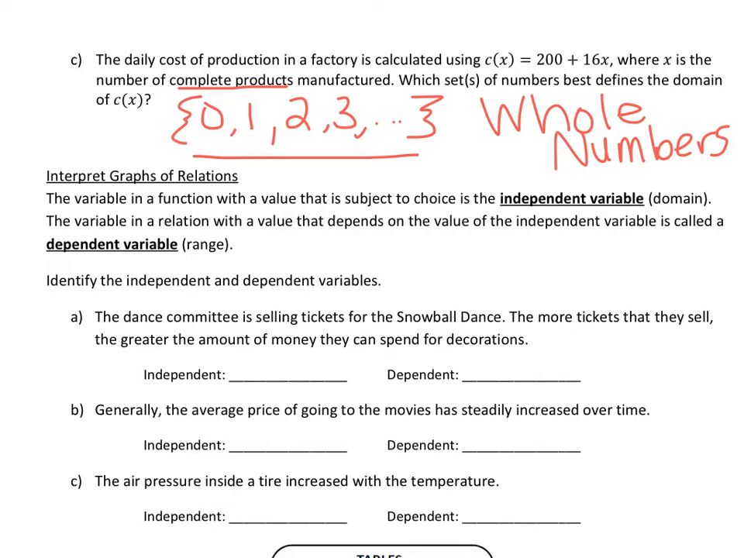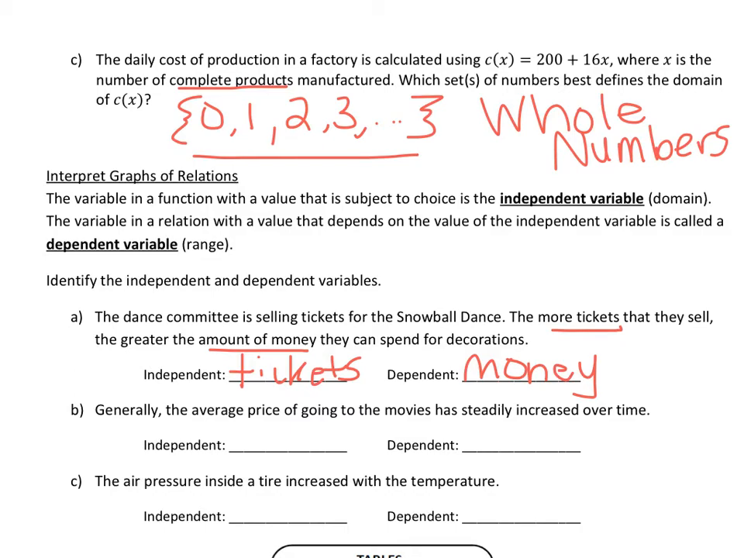So we have to think about which item depends on the other. We have the number of tickets and we have the amount of money. Well, money depends on the number of tickets sold. If you sell more tickets, you get more money, which makes money dependent on tickets. So money is the dependent variable, tickets is the independent variable.